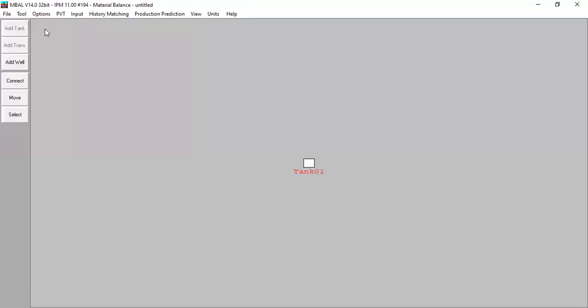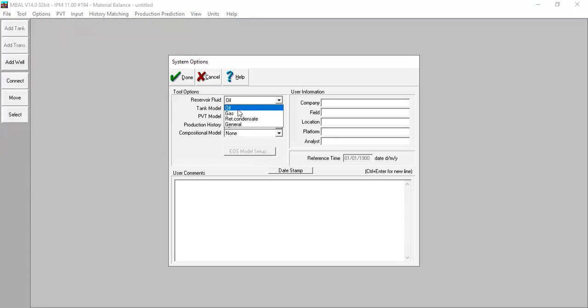Go to tool, material balance, and then go to options, reservoir fluid gas, and then tank model single tank, abnormally pressure no, production history by tank, compositional model none. As usual, you can provide user information, company, field, location, platform, analyst, user comments. Okay, all right. And then click done.